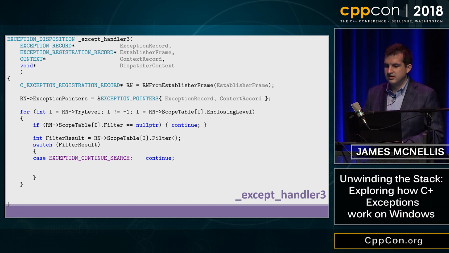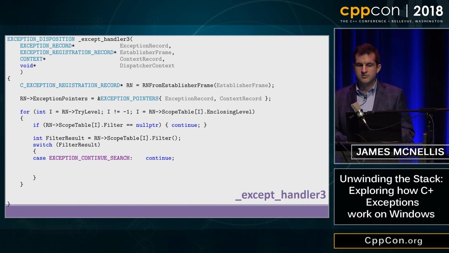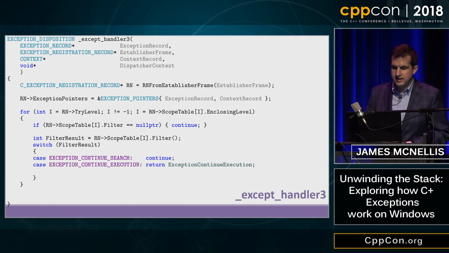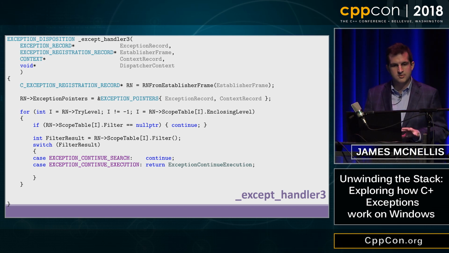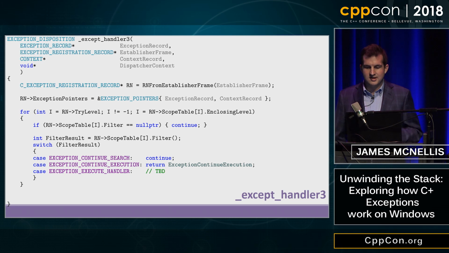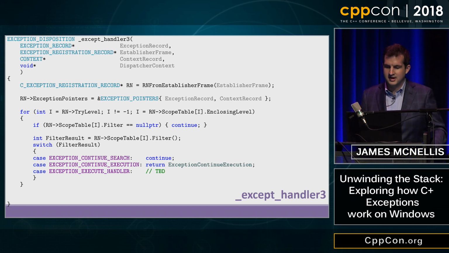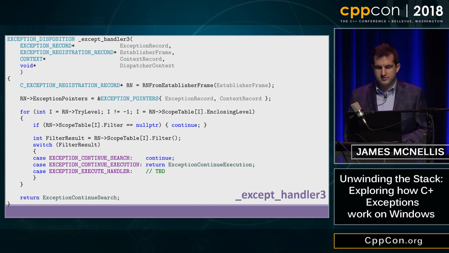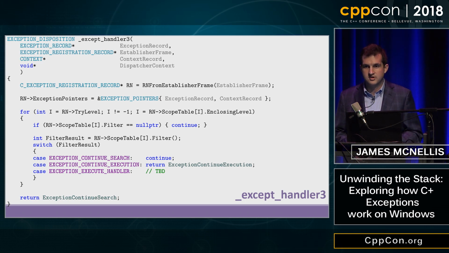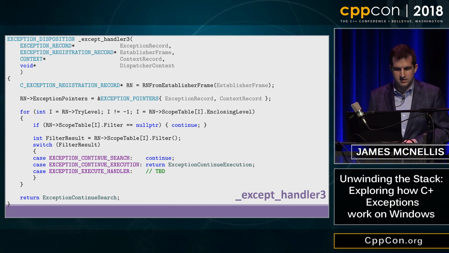If it returns exception continue search, then it does not want to handle the exception, and we move on to the next state. If it returns exception continue execution, then it's fixed things up, and we immediately return to tell the operating system that we want to continue execution. We don't have to do any more work here. If it returns exception execute handler, well, this is where things get complicated. We need to unwind the stack and transfer control to the except block, and we'll look at the mechanics of this next. But finally, if no one in this function wants to handle the exception, that's the point at which we return exception continue search to tell the operating system that we do not want to handle the exception and to let it continue trying to find a handler.